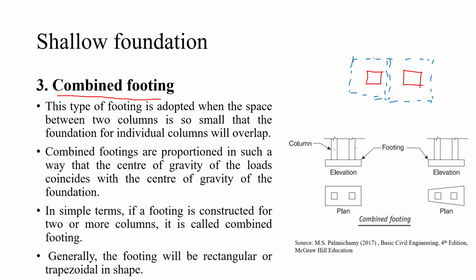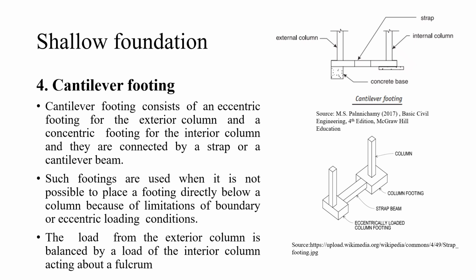This is more useful when two columns are very close to each other. See here, this can be of two different shapes. One is a rectangular combined footing, another one is a trapezoidal combined footing. This is column 1 and this is column 2. If the column loads are almost equal, then you can go for a rectangular combined footing. And if they are different, where column 1 and column 2 loads are differing from each other, then you can go for a trapezoidal combined footing.